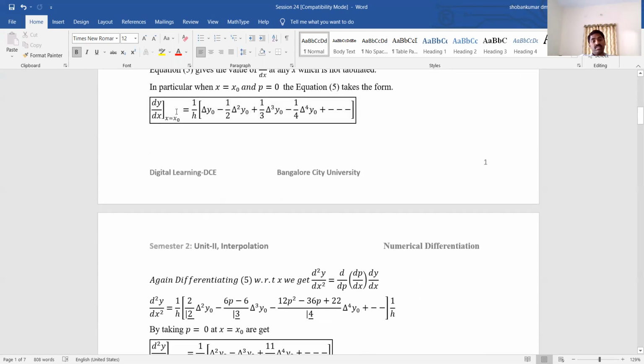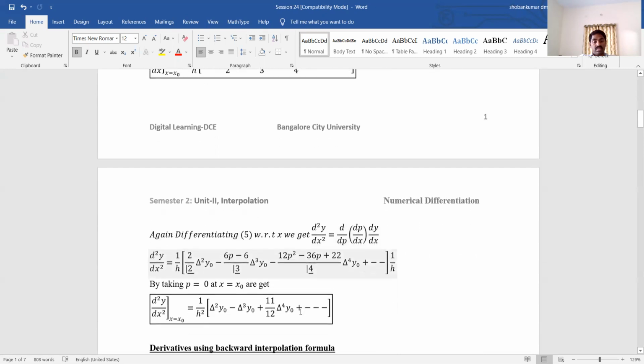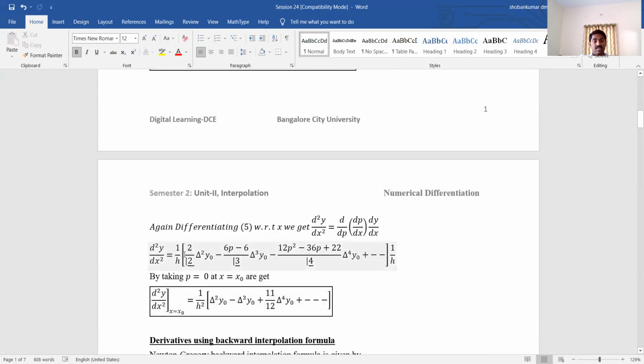And again differentiate this with respect to x. We get the second derivative, d2y by dx square, is equal to 1 by h into 2 by 2 factorial delta square y naught plus 6p minus 6 by 3 factorial delta 3 y naught plus 12p square minus 36p plus 22 all divided by 4 factorial delta 4 y naught plus and so on, into 1 by h.